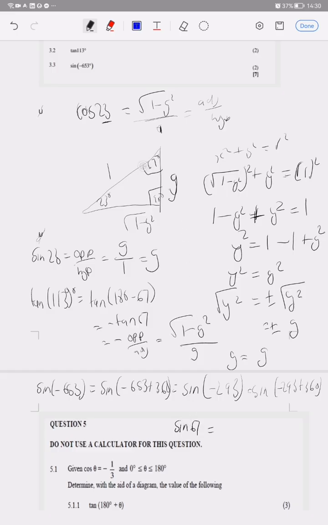All right, so what is the sine of 67? So I'm standing here, so it's just going to be opposite. This will be my opposite, so it's going to be opposite over hypotenuse.